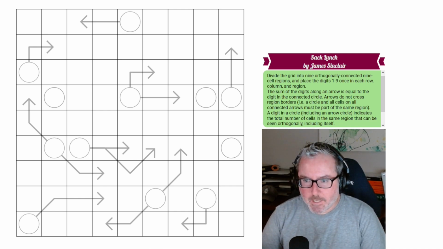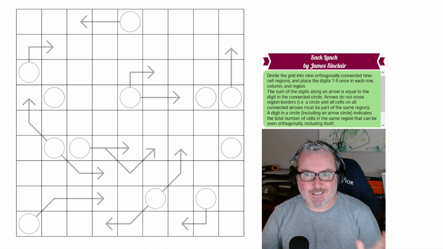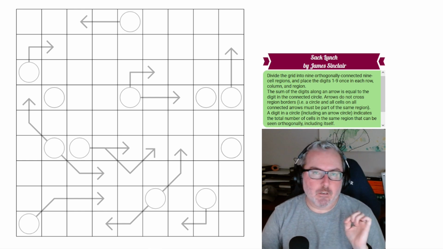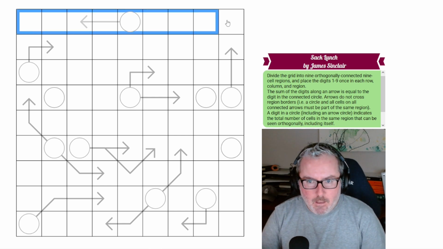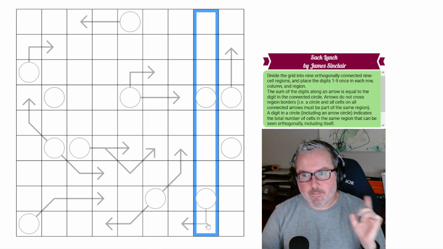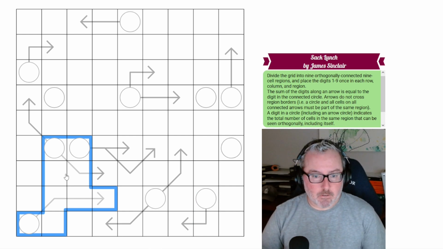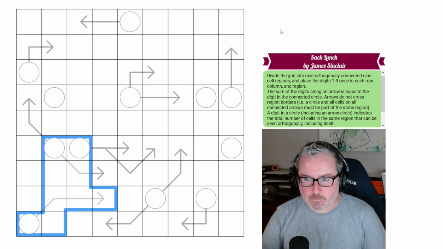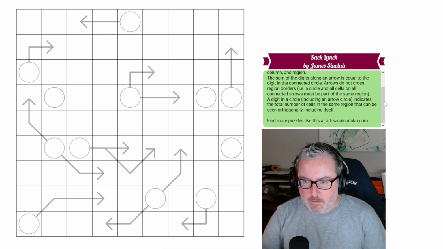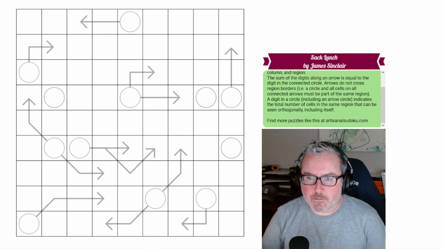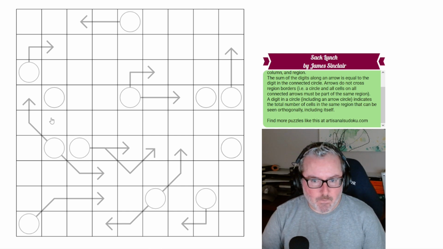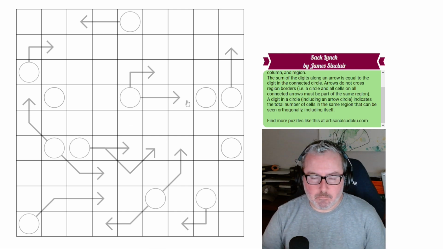So what do we have? We've got divide the grid into 9 orthogonally connected 9-cell regions and place the digits 1 through 9 once in each row, column, and region. So every row and every column will have the digits 1 through 9 once each, but we have to work out, however it may be, where these regions are. And when we figure out where the regions are, then we must have the digits 1 through 9 once each in those regions. Then we've got the sum of the digits along an arrow is equal to the digit in the connected circle. We'll start there and we'll continue with the rest of the portions of the rules.